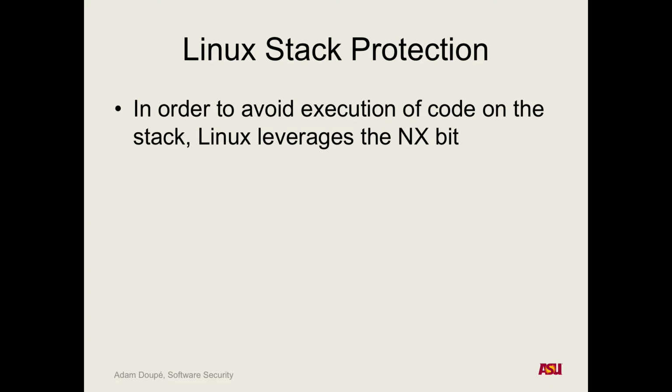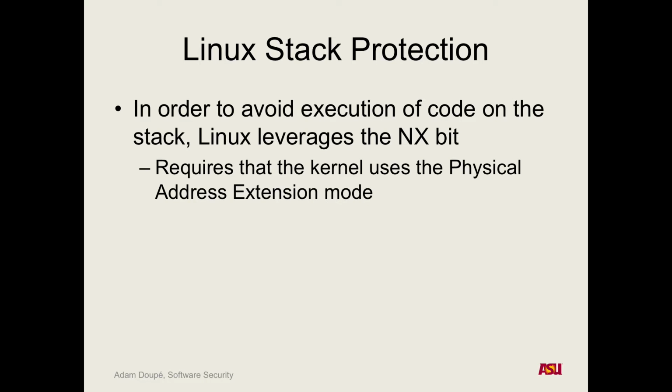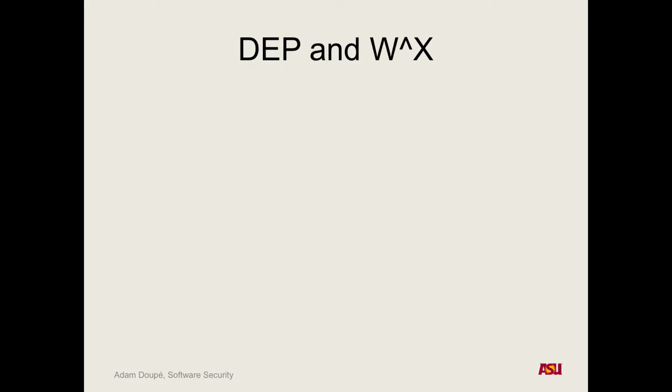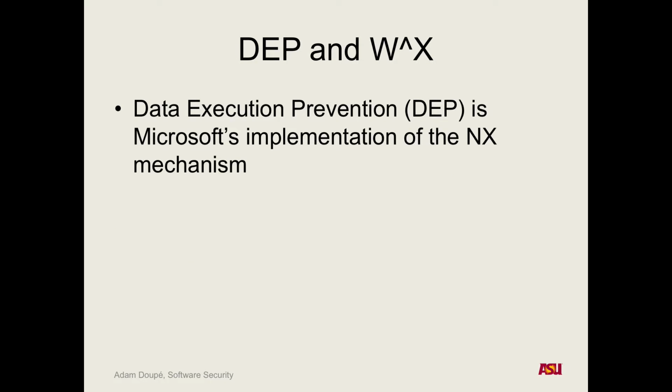So how is this actually done? On Linux, there is an NX bit, so the kernel uses this physical address extension, PAE mode, and basically the NX bit marks a region of memory as non-executable. So in this way, it's able to say, hey, this memory region is not executable. There's other names for this technology. DEP is Microsoft's implementation. So it's data execution prevention, so preventing data from being executed.